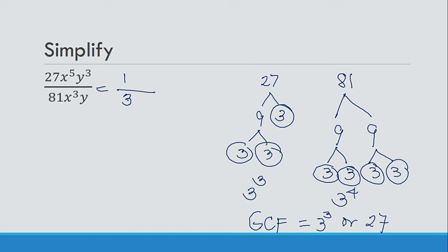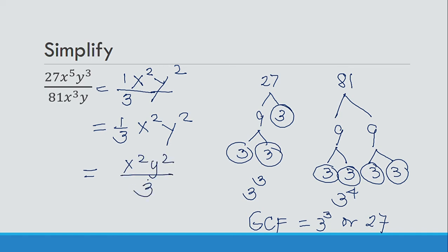And then we are going to subtract your 5 and 3. That means we have there x to the power of 2. And then we have y to the power of 3 and y to the power of 1. Subtracting those two exponents, we have 2. So we have our final answer here. You can write this as 1/3 and then you do the variables, so we have x to the power of 2 and y to the power of 2. So they are the same. Or you can simply write it as x squared y squared over 3. So there you go with your simplified expression.